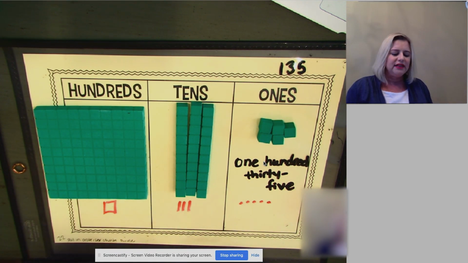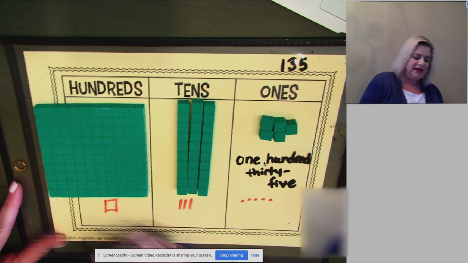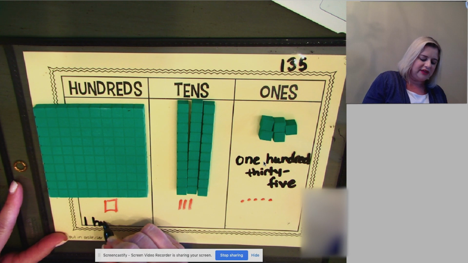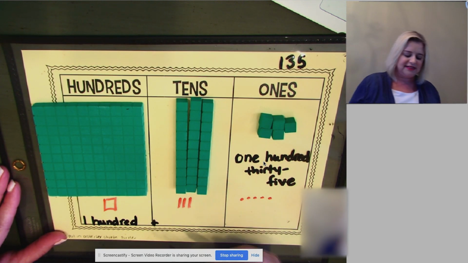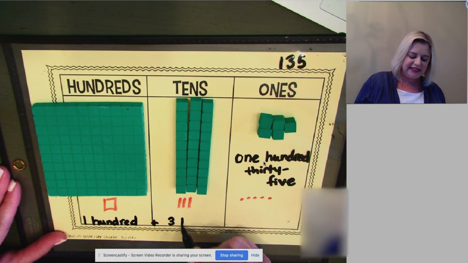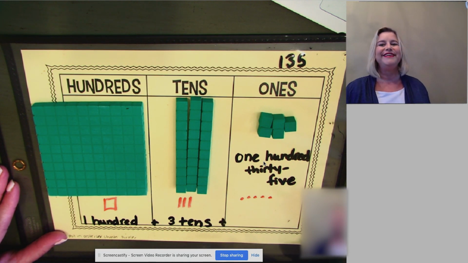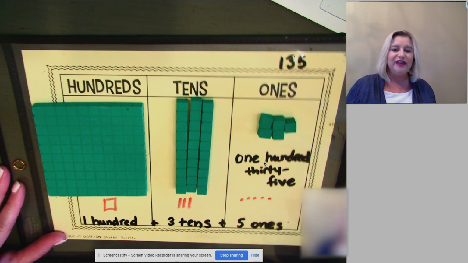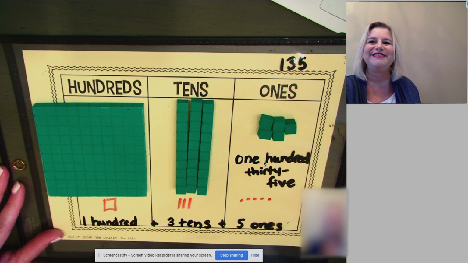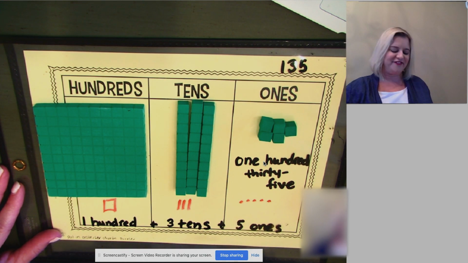I know. Let's just say exactly what we have. I have 100, so I'm going to write 100. And then what do I have here, boys and girls? I have 3 tens. 100 plus 3 tens. And then how many ones do I have? 5 ones. Excellent. Give yourselves 5 pats on the back. 1, 2, 3, 4, 5.